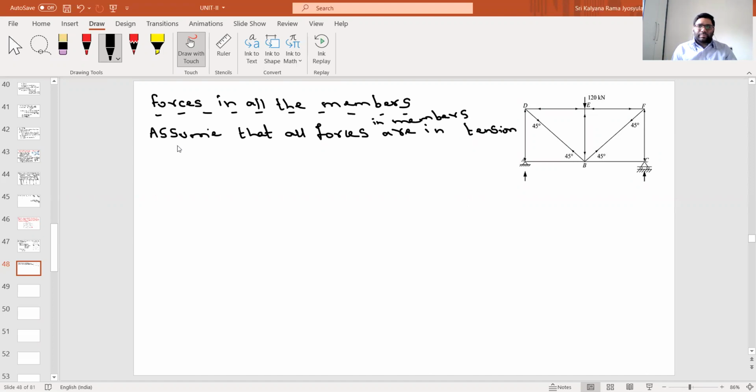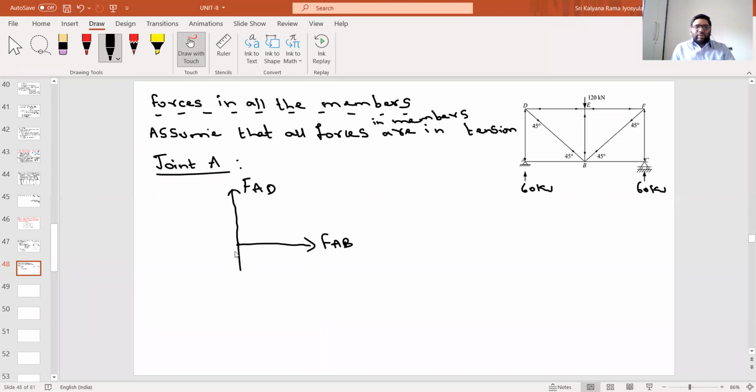And now let us take joint A. So this is 60 kilonewton. So 60 kilonewton is acting as the reaction, upward reaction. Okay. So first we will take joint A. Now we are using method of joints. What all we have got? So see here, this is A. So this is FAB, this is FAD, and this is 60 kilonewton.